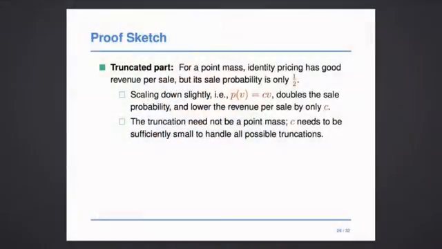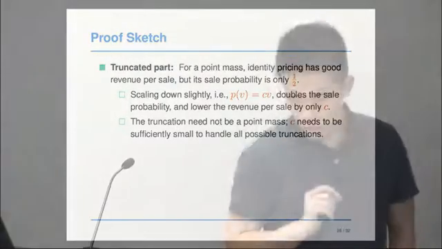For an MHR distribution, the revenue curve looks like something as concave as exponential plus some truncation at the beginning. Let's say that's the case, and let me explain how to get around this and get better than 0.5. The hard part is the truncation part, because for that part, identity pricing gets exactly 1/2. Here's the thing. For the truncation part, or a point mass, we have good revenue per sale. The revenue per sale is exactly opt, basically.